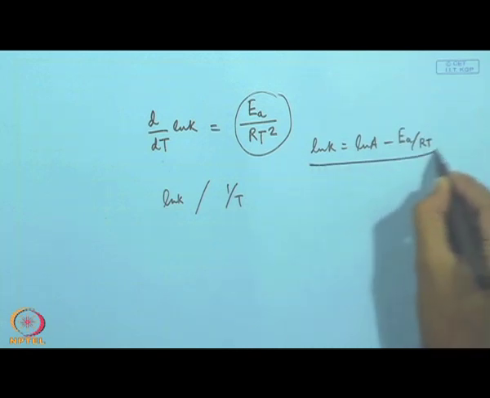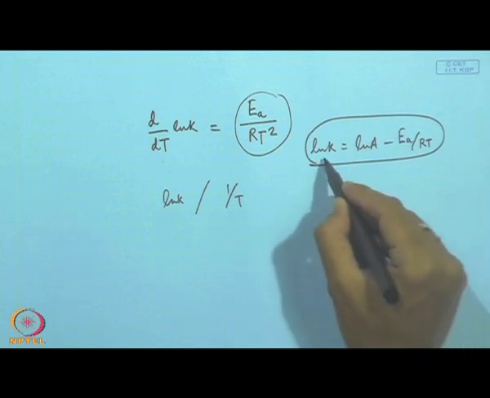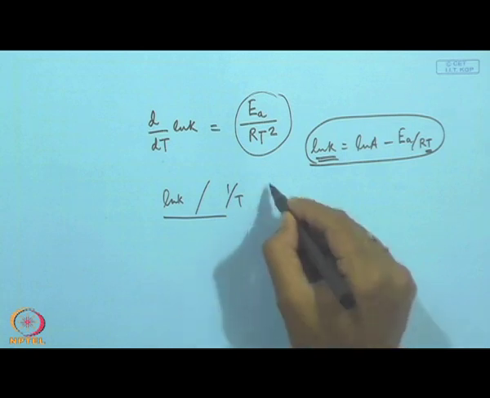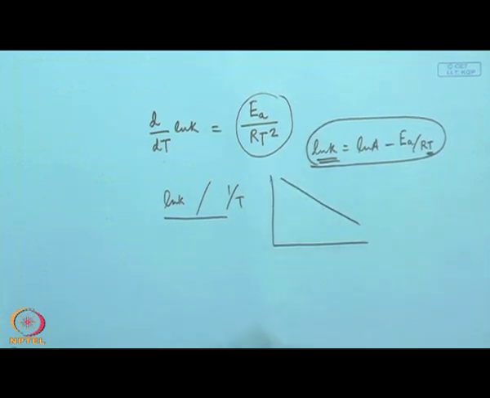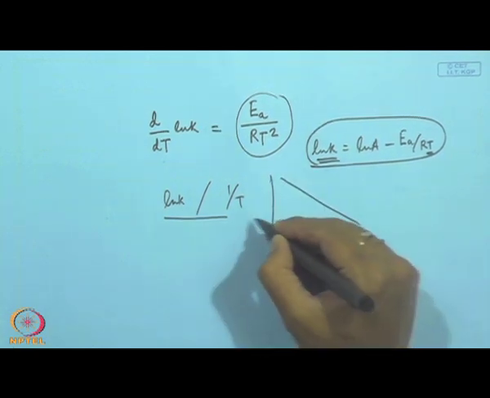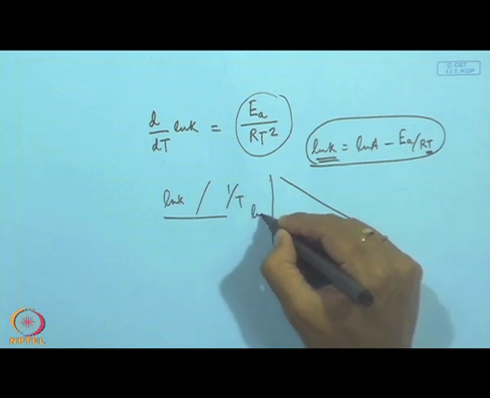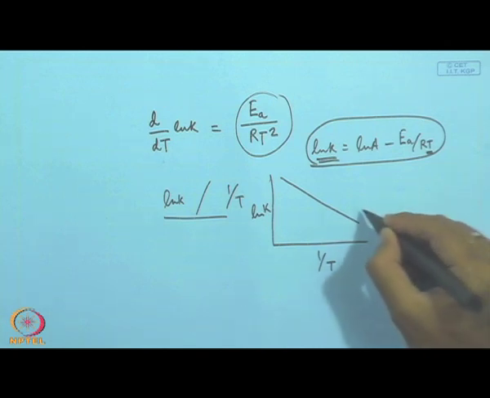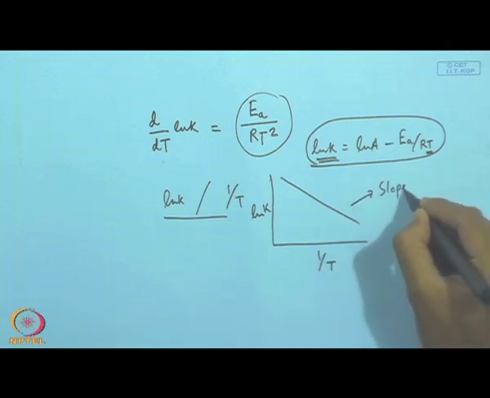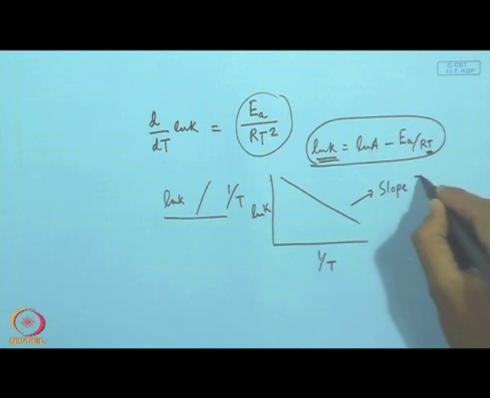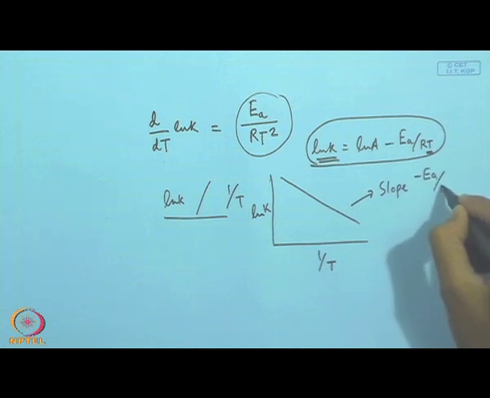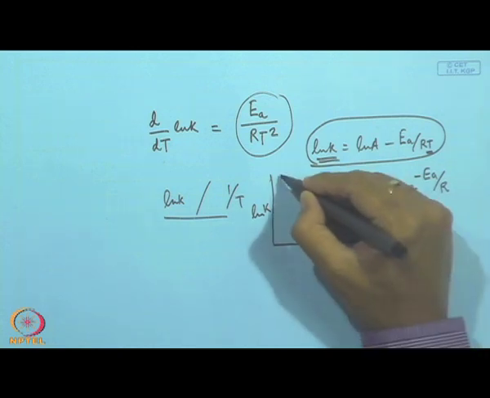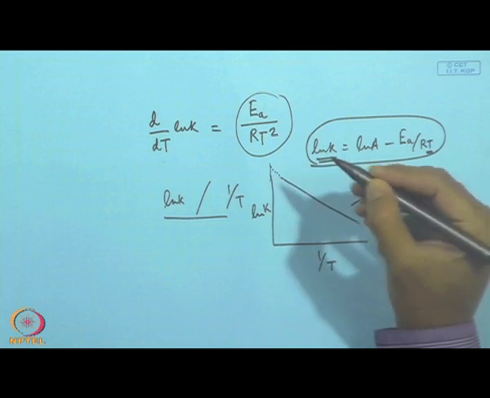So, if you plot ln K versus 1 by T, it will give you a straight line with a negative slope. On the y axis there will be ln K, on the x axis 1 upon T. So, the slope will be minus Ea by R, which is a negative slope, and then there is the intercept.